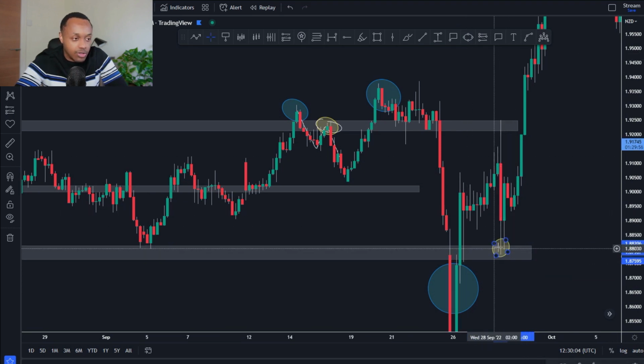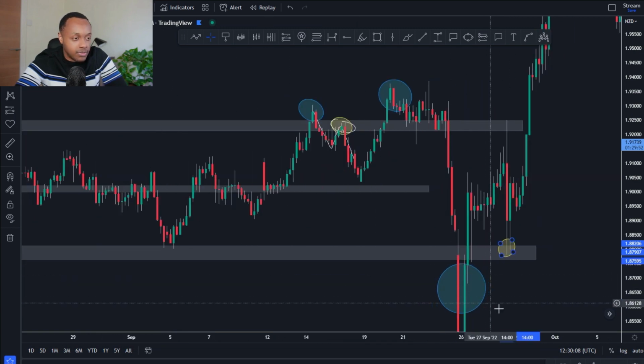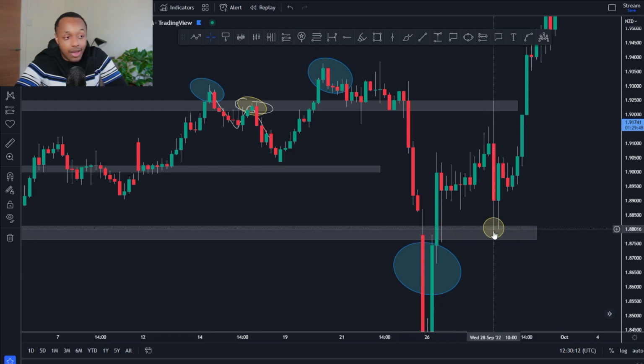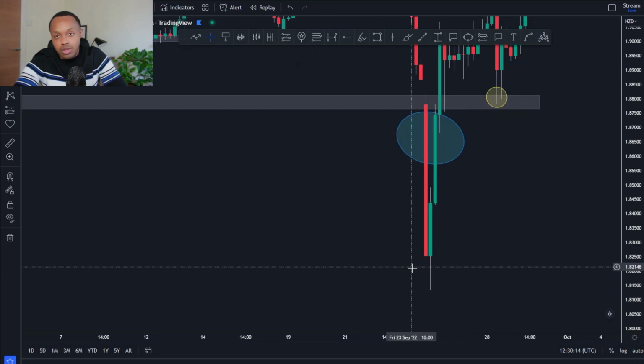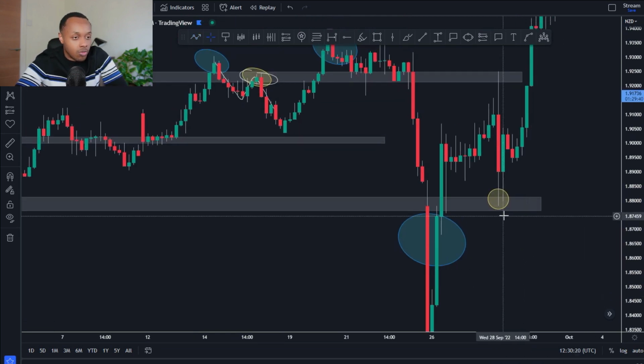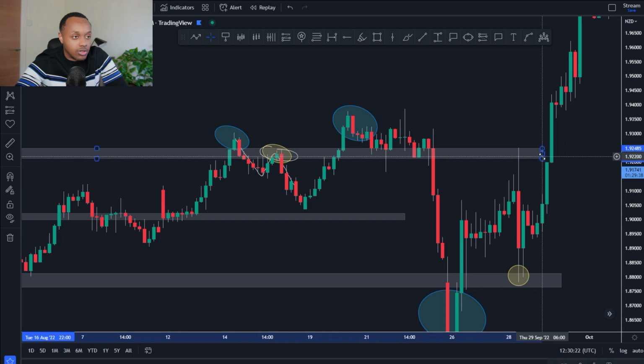You can look for your entries on the retest of that level, stop loss underneath the zone. It doesn't need to be all the way underneath there, no point in that. If the market breaks back underneath this level, it most likely will come to those lows anyway, so you're better off just scratching that and looking for the retest to go short. So stop loss underneath the zone, and then you can take advantage of a move.